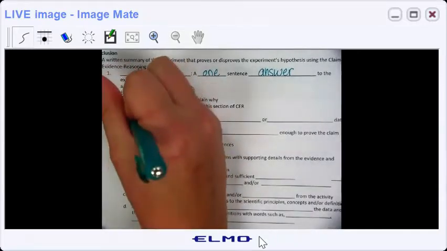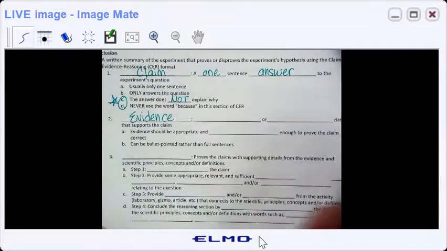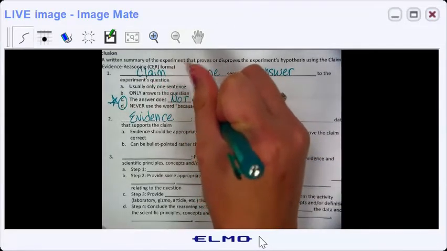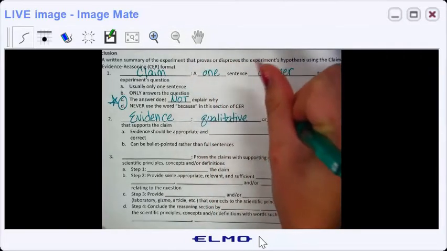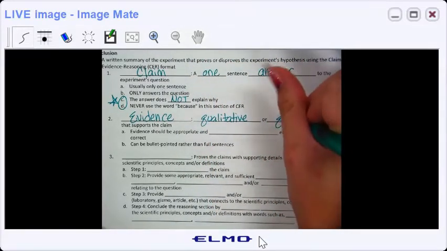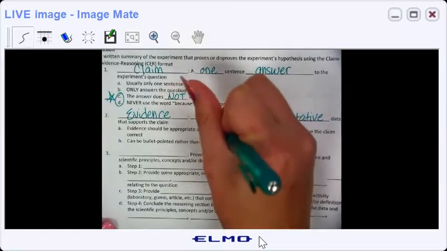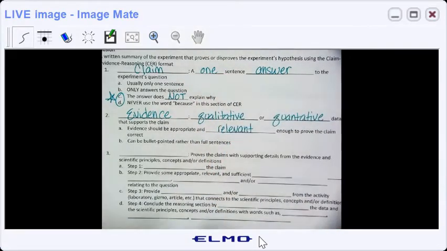Then is the evidence. This is where your qualitative or your quantitative data goes. Remember, quantitative being numbers because it has the N in it. The evidence should be appropriate and relevant enough to prove that your claim is correct.